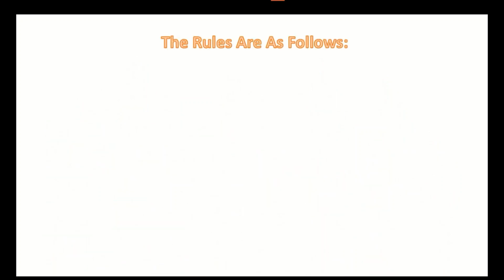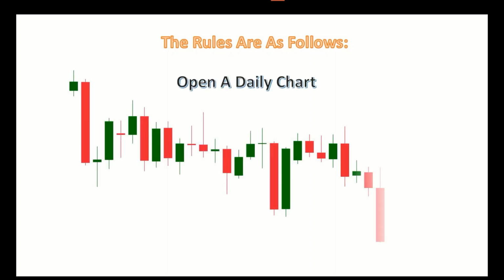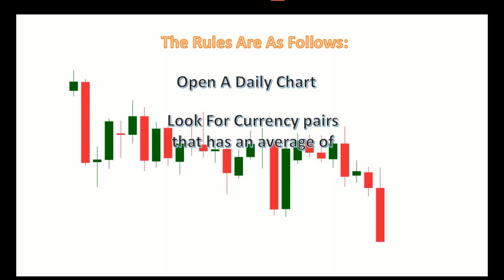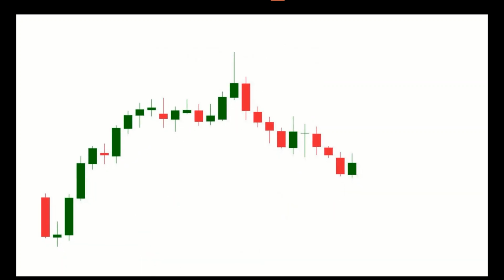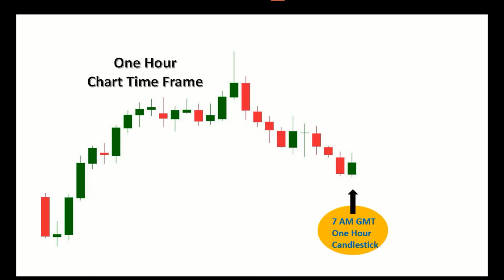The rules are as follows. One: open the daily chart and look for currency pairs that have an average daily range of 100 pips or more. Drop down to the 1-hour time frame and align your time zone with GMT. In the 1-hour chart, look for the candlestick of 7 a.m. GMT. This time zone is ideal for capitalizing on daily movement with this strategy.